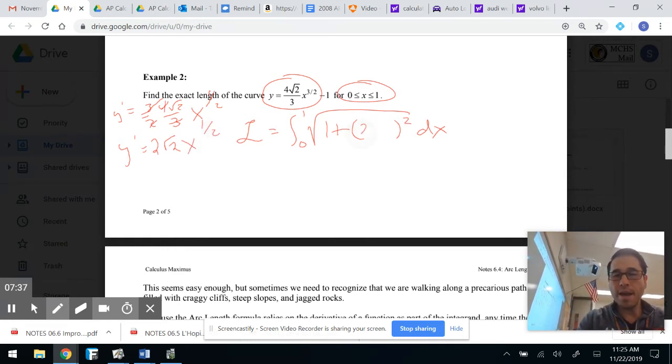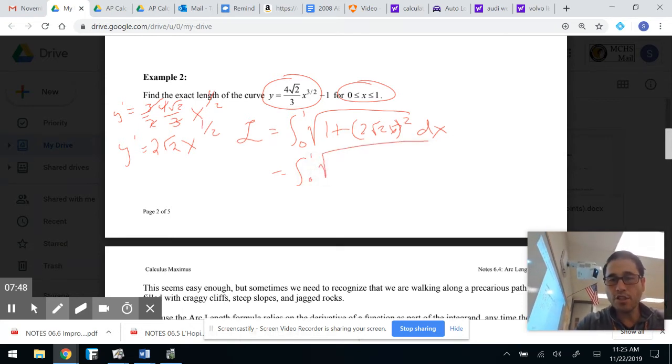I'm going to take that and plug it in here: square root of 2 x to the 1/2. I can definitely simplify that. Sorry, you guys, again, it's having to use this pen. Square root of 1 plus, let's see what we get there. We get 4 times 2, that'd be 8x. Oh, sweet, it's kind of nice.